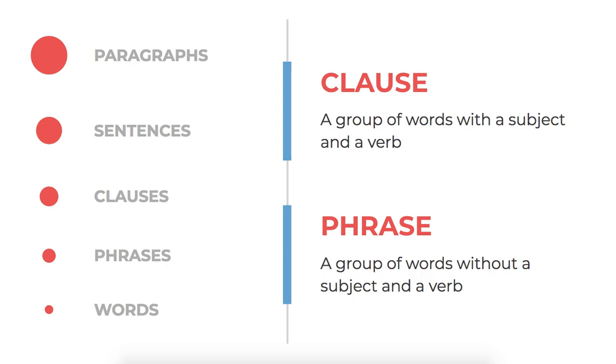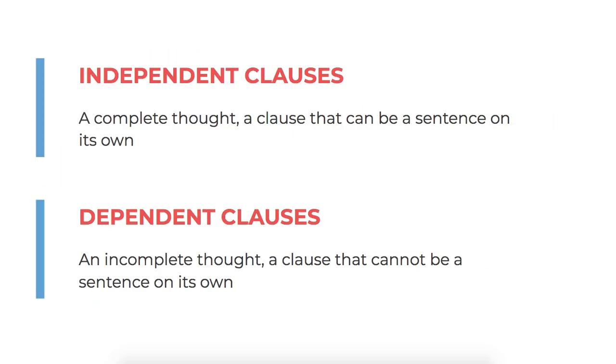Now, a phrase, on the other hand, is a group of words without a subject and a verb. So it's just a chunk of words. You can see on the chart on the left that our smallest increment that we're working with is words, and then we get up to phrases, and then clauses are a little bit bigger than that, and then sentences, and then paragraphs. So if we're talking about Santa Claus being a clause, then phrases might be his little elves running around.